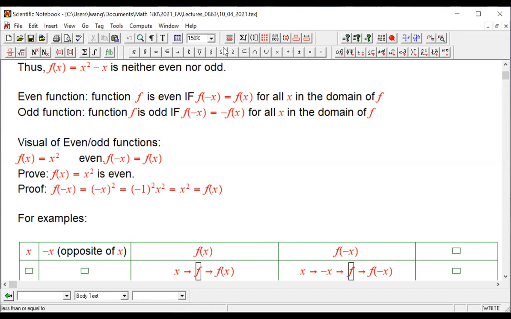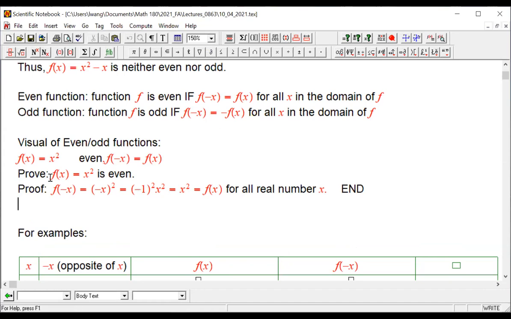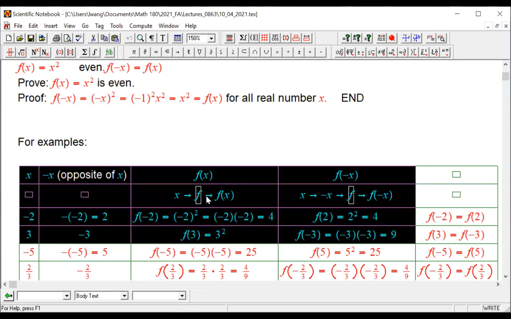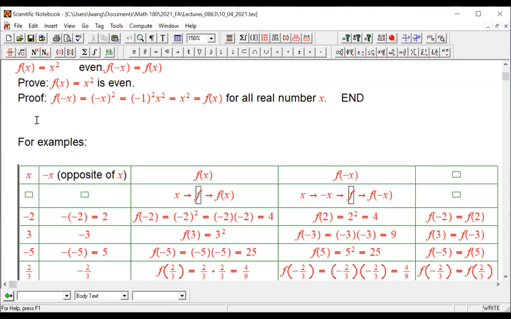And of course, this is true for all real numbers x. So that's the proof, and that's the end of the proof. These are not proofs. These are just illustrated examples.